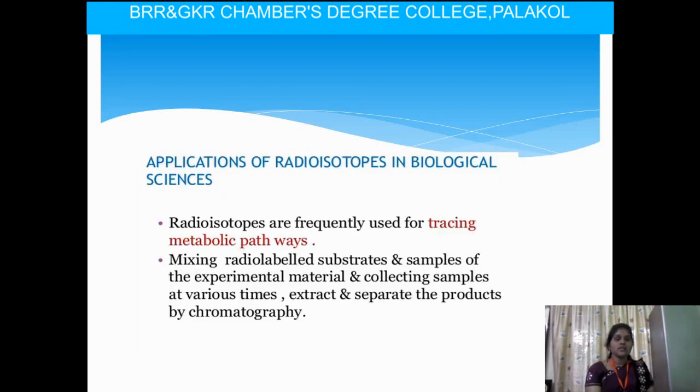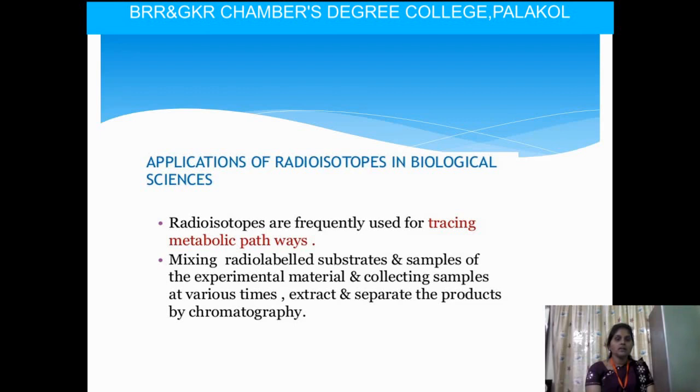First, radioisotopes in biological sciences. This is the topic which is present in your syllabus. It is used for tracing metabolic pathways. What do metabolic pathways mean? We have different types of metabolic pathways like digestion and also excretion. These are some of the pathways in our body.